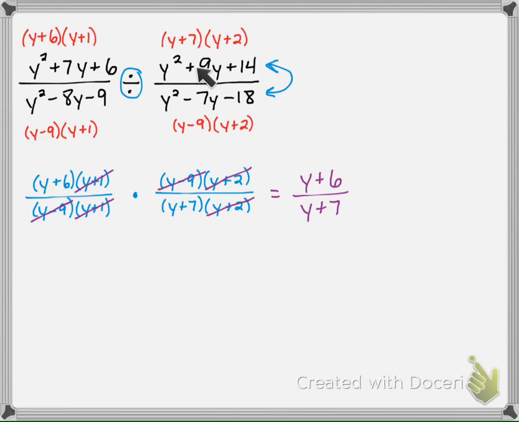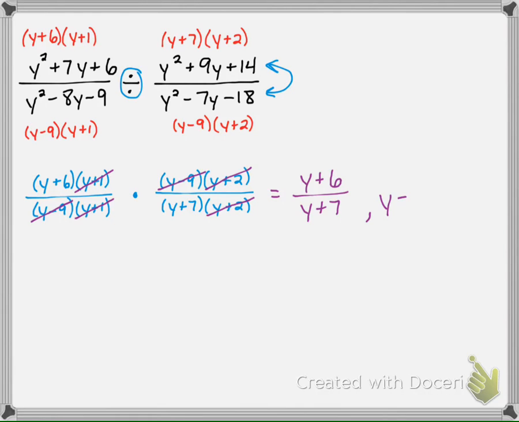Now, I've got two choices here. I could either start from scratch and set all three of these trinomials equal to 0 and start solving them, or, since I've already done all the hard work of factoring, I've just got all these factors. If any of these factors equal 0, it would make these whole numerators or denominators equal 0. So all I have to do is set each factor equal to 0.